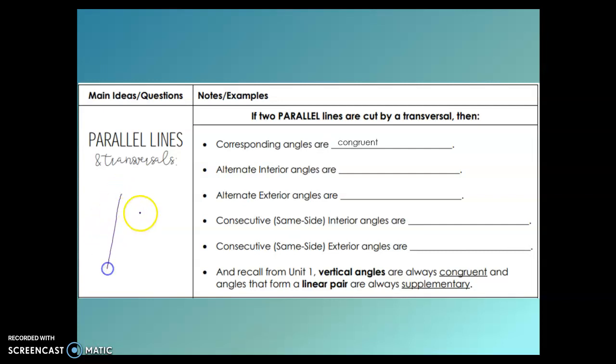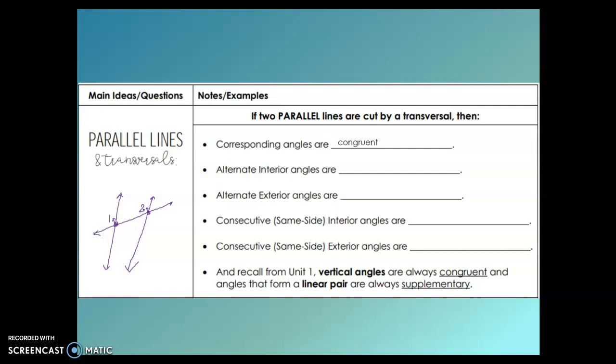So let's see if I can draw a picture here. Just imagine that these are parallel. And here is our transversal. That's not a great picture. But our corresponding angles, those are the ones in the same position relative to the intersection. So let's say angle 1 and angle 2. They're both up and to the left here, right? Above the transversal and to the left of the parallel lines. It's kind of hard to tell with my not so well drawn picture, but 1 and 2 are corresponding and they are congruent.